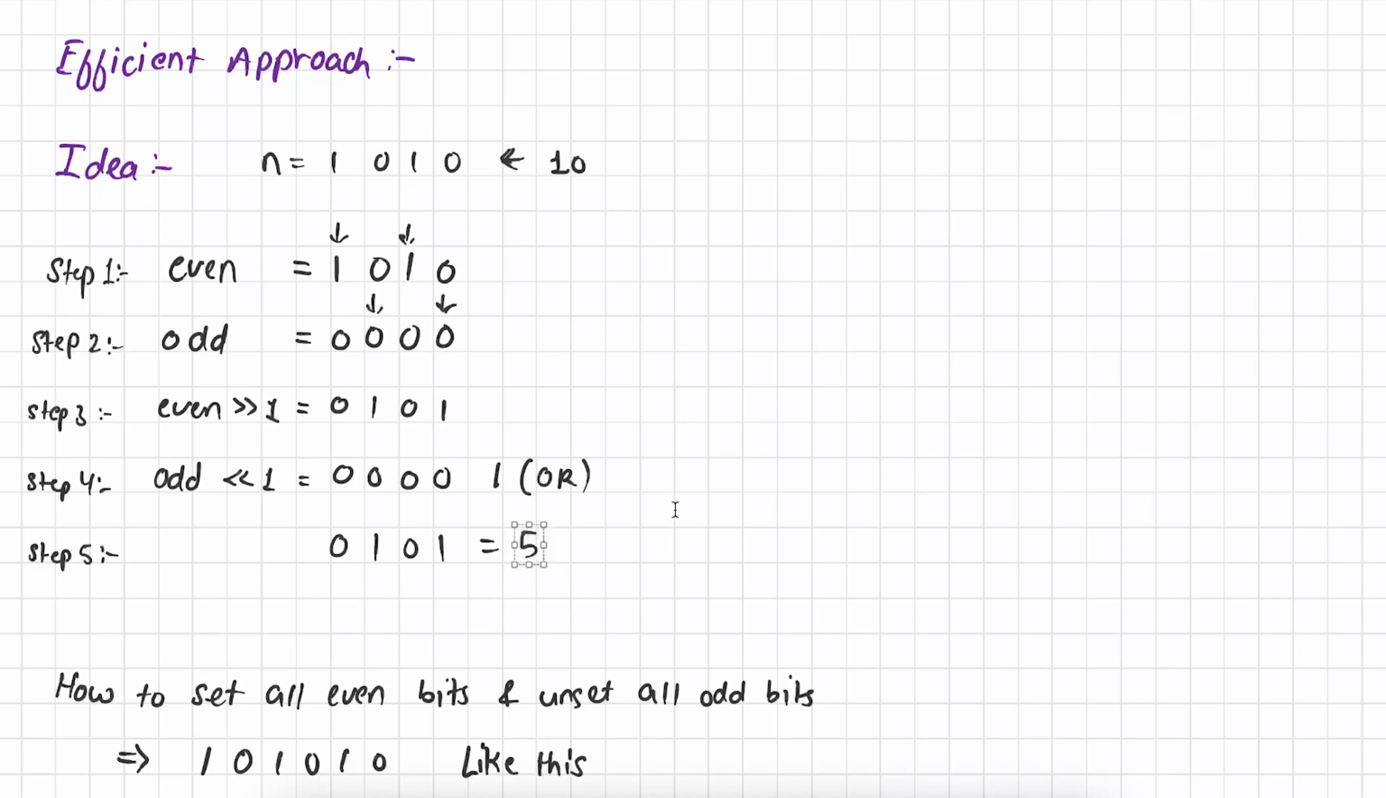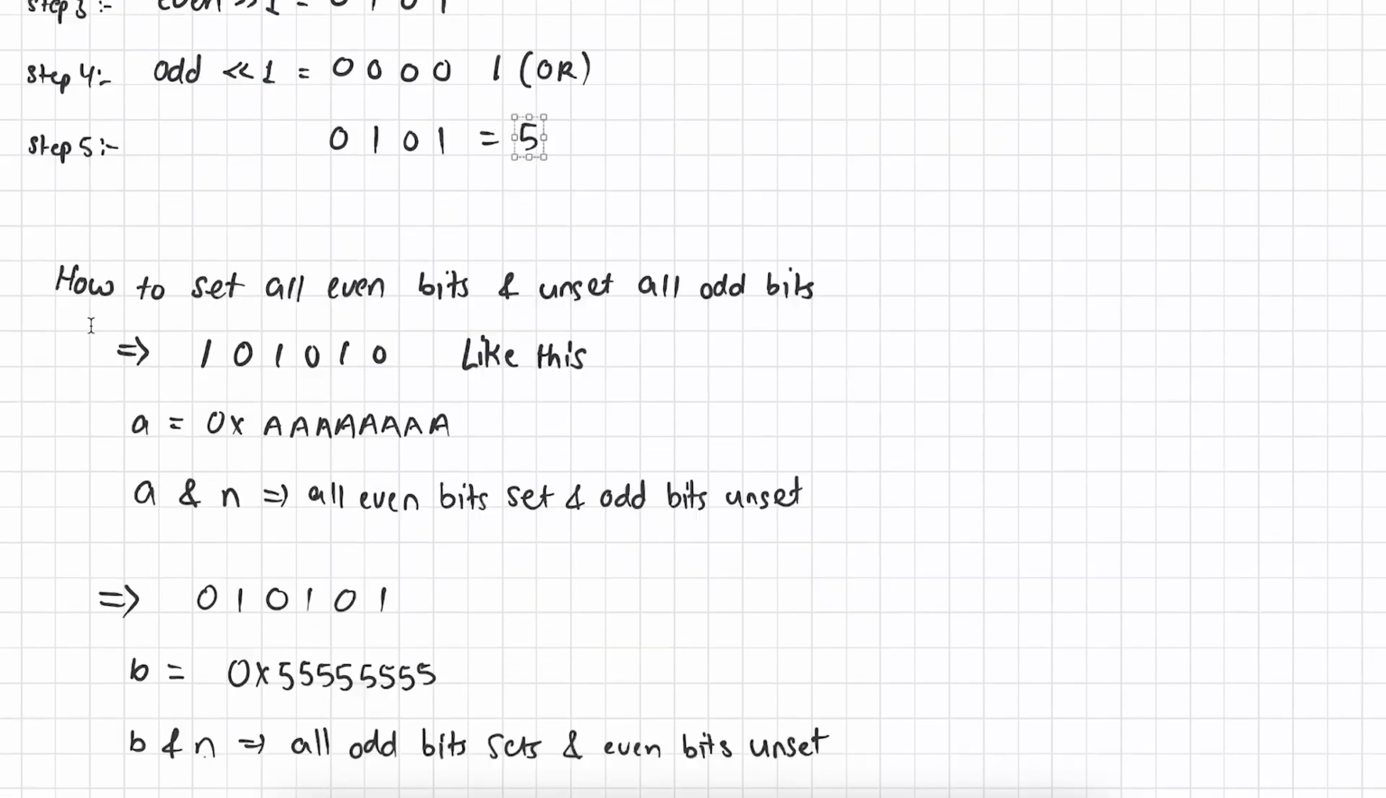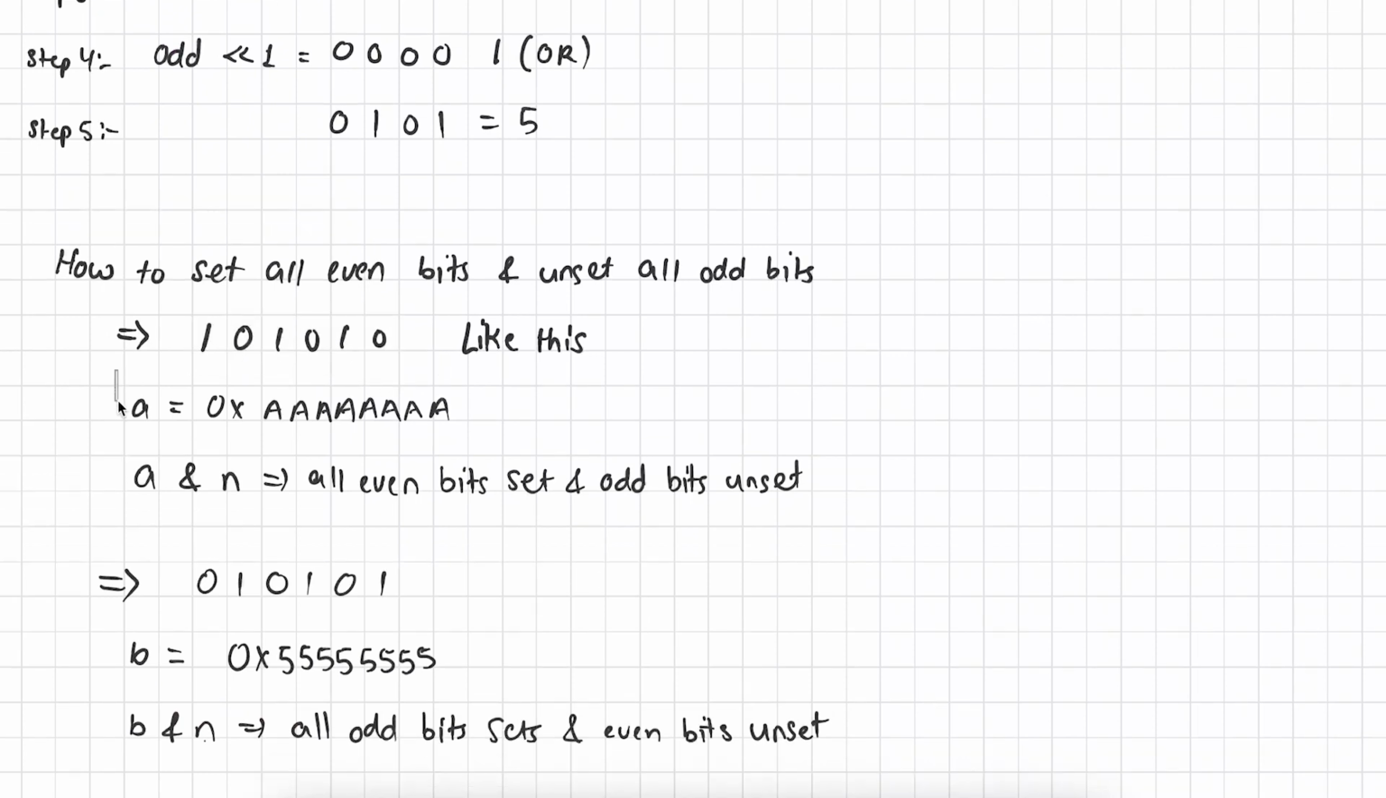Now the question is how to keep all the even bits and unset all the odd bits. Let's see how we do it. We need a number whose even bits are all set, and that number looks like this: 101010. The hexadecimal representation of this number is 0xAAAAAAAA. In this number all the even bits are set and all other bits are unset.